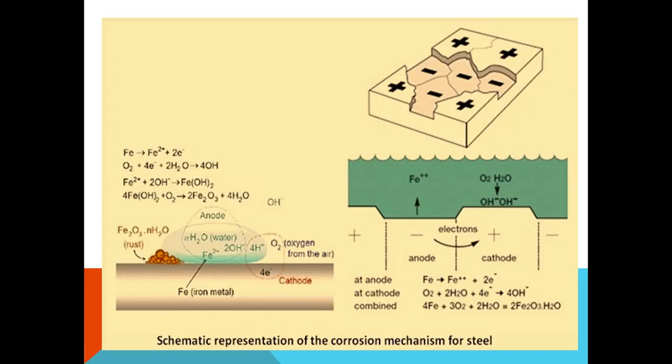Fe changes to Fe2+ plus 2 electrons, from the crystalline state to the ionic state. O2 plus 4 electrons plus 2 H2O leads to 4 OH-. Fe2+ plus 2 OH- equals Fe(OH)2. 4 Fe(OH)2 plus oxygen leads to 2 Fe2O3, and 2 Fe2O3 plus 4 H2O provide the rust of carbon steel.